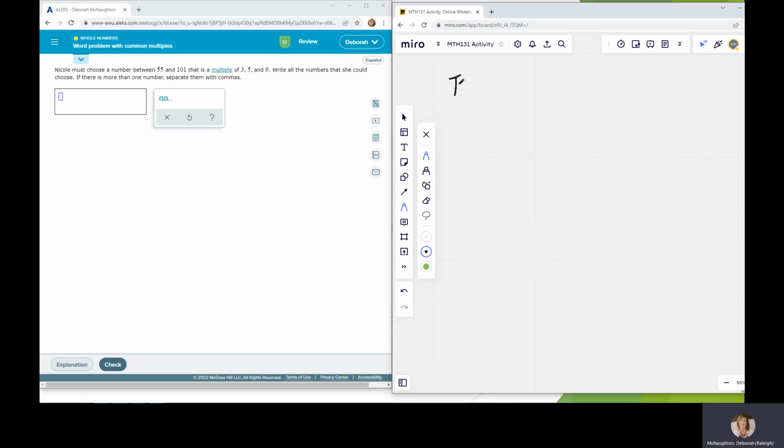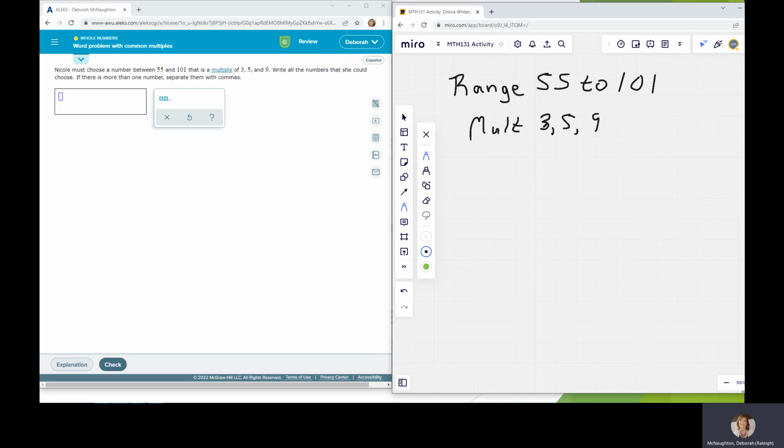So they want to choose numbers between. So I'm going to just write down my range. It is 55 to 101. And then I want multiples of 3, 5, and 9. So to start with, we're going to find our least common multiple.